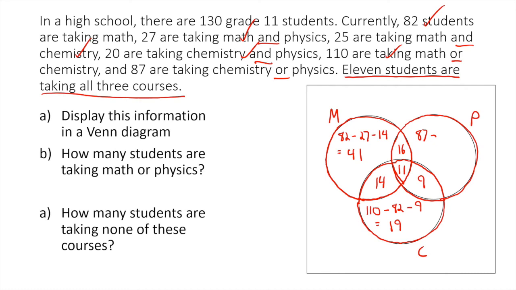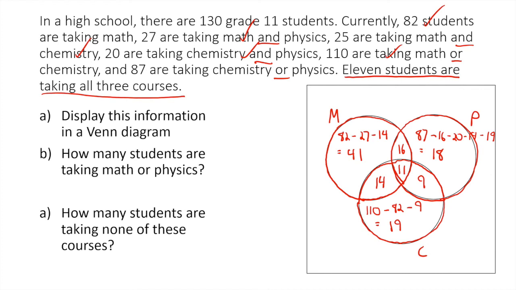We have a 16. We have 11 and 9, which is 20. We have that 14, and we have that 19. And that, when we do all of that subtraction, what we're going to end up with is 18. And so 18 students take physics only. Okay, so now we have all the values in the circles figured out.